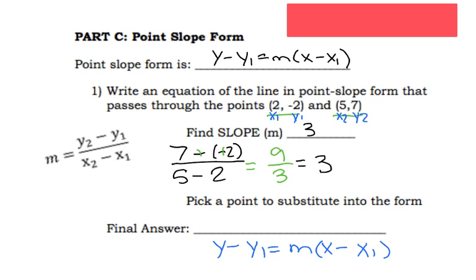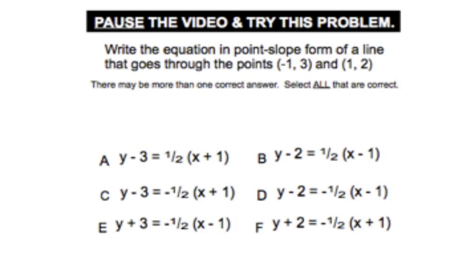So we have y minus y1. I'm using point 5, 7 here. So my y value for this is 7 equals, we discovered that the slope is 3, times x minus the x value we have, which is 5. So that is our final answer in point slope form. Pause the video and try this problem out.